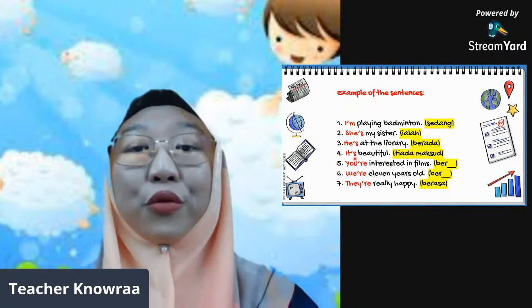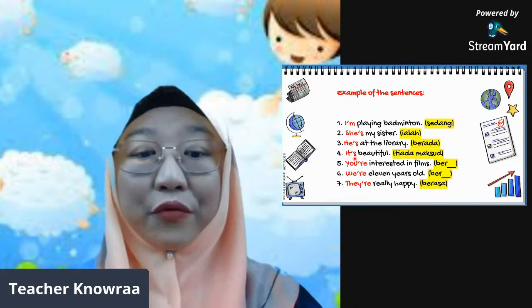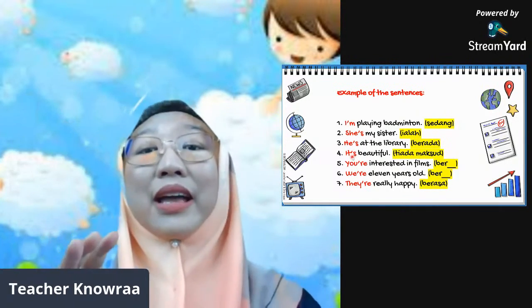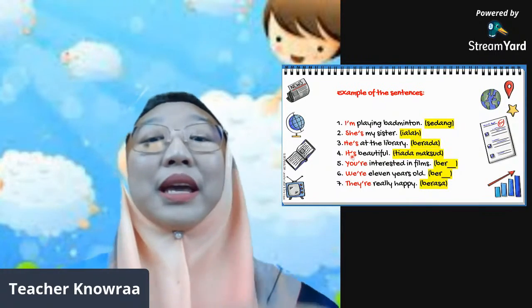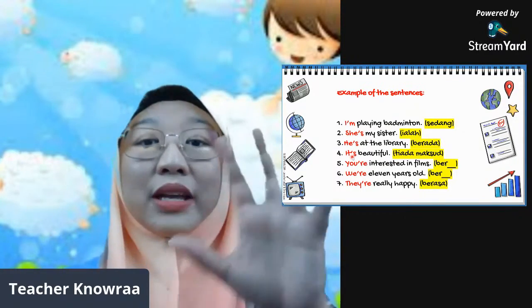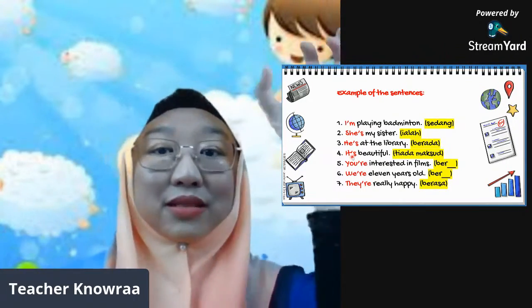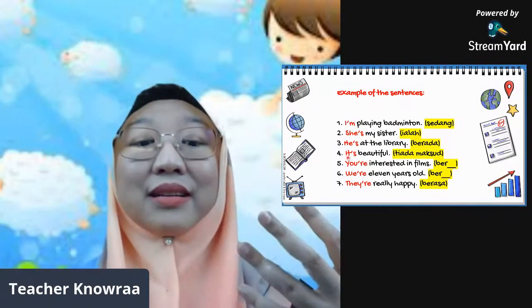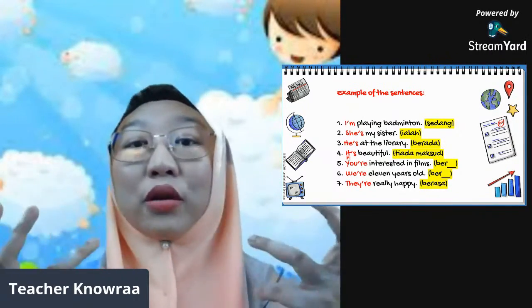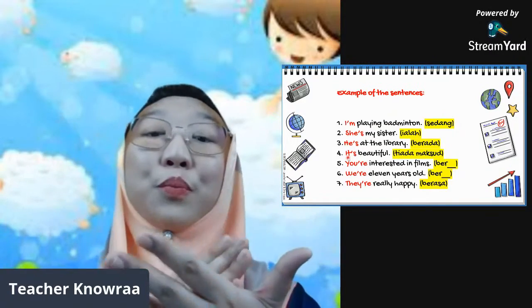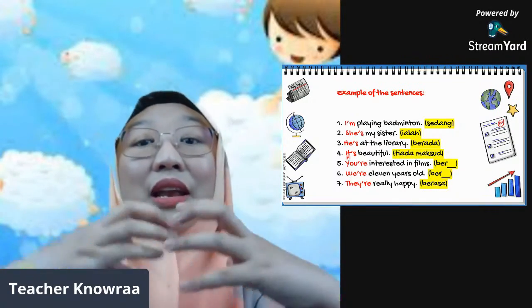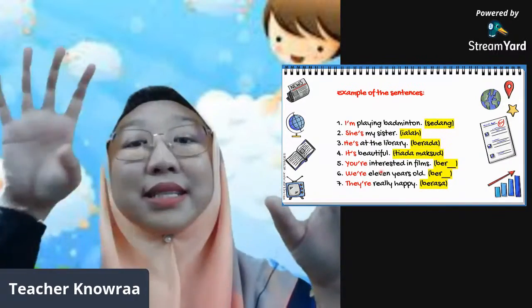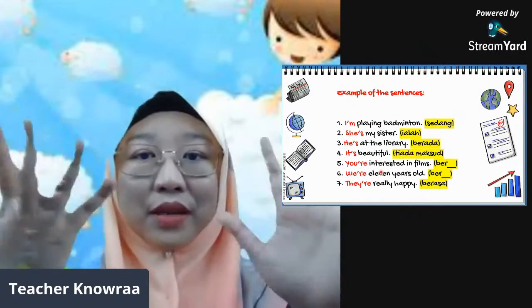It is beautiful. It's beautiful. Is here means tiada maksud. This one that I tell you, tiada maksud. It is beautiful. Ia cantik. So is here doesn't bring any meaning. Tak ada maksud. But you still have to put it inside sebab kita kena ada verb dalam ayat. So it is beautiful. Ia cantik. Is dekat sini no meaning.